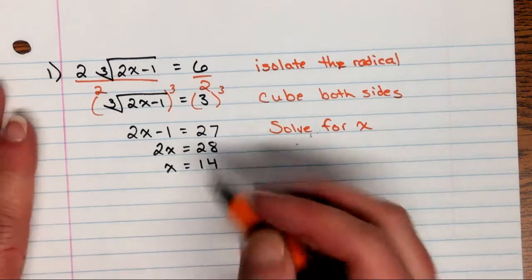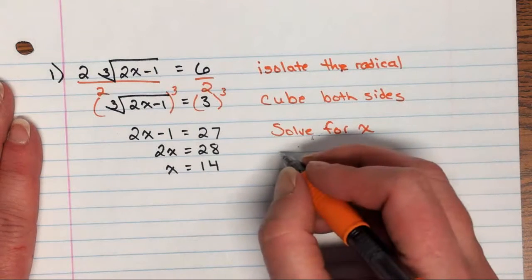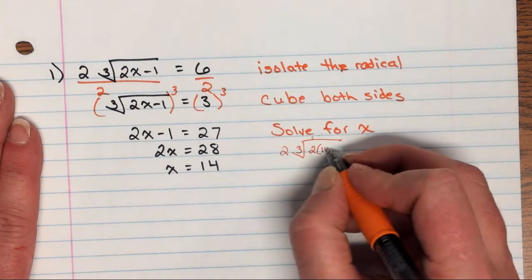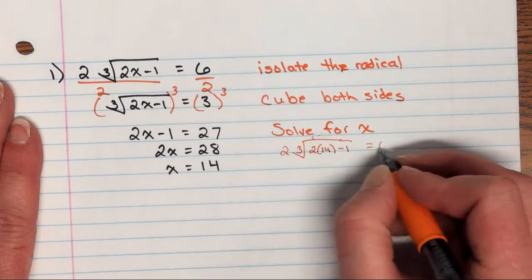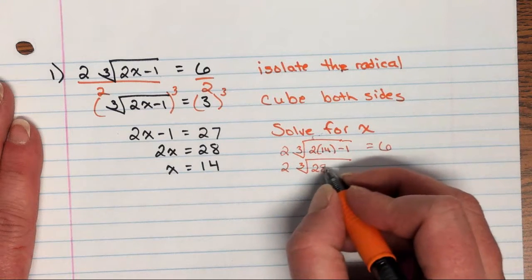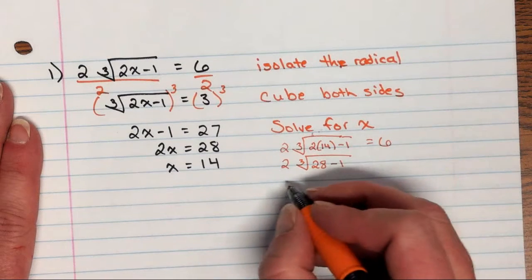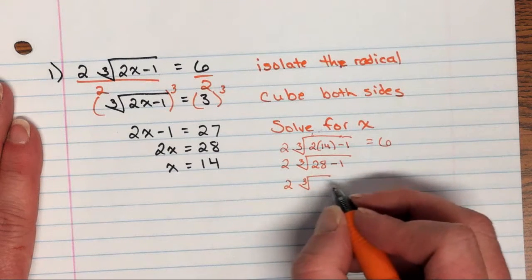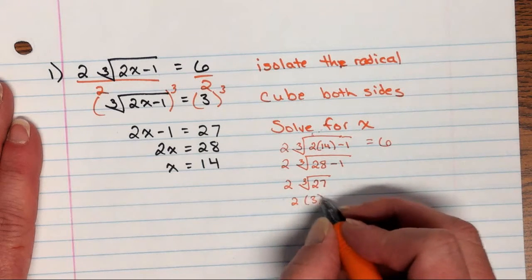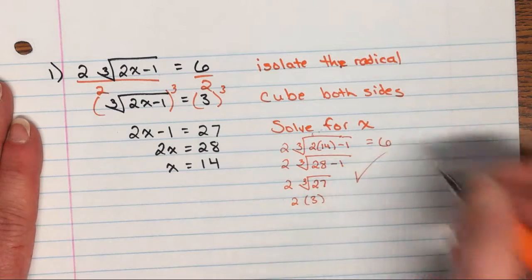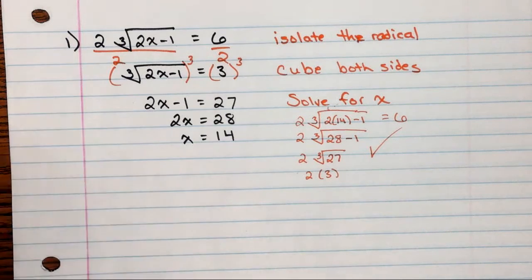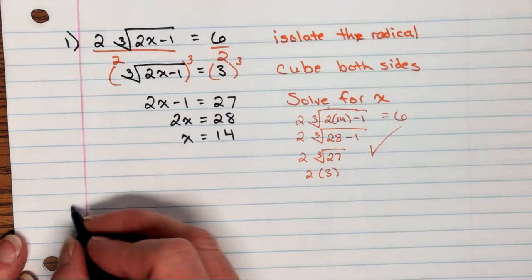So if I'm going to go back in and check my answer, I'm going to plug 14 back into here. So 2 times the cube root of 2 times 14 minus 1, and let's see if it equals 6. Cube root of 2 times 14 is 28 minus 1. Cube root of 28 minus 1 is 27. The cube root of 27 is 3. Does 2 times 3 give me 6? Yes. So I do suggest checking your answer just to make sure that you got the right answer, but you're not having to really look for extraneous solutions.